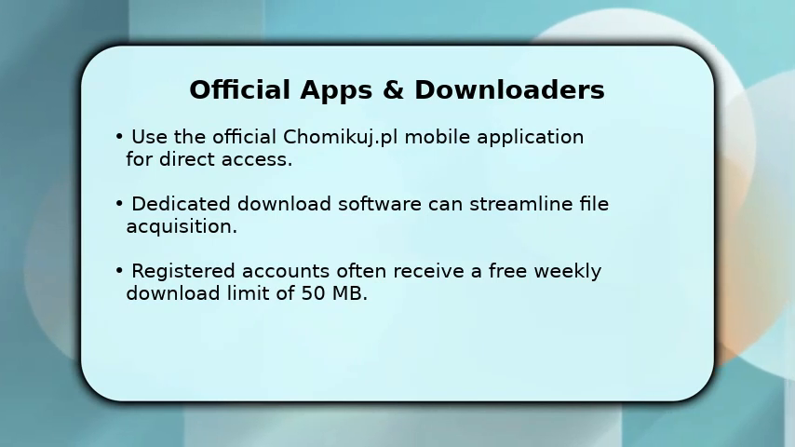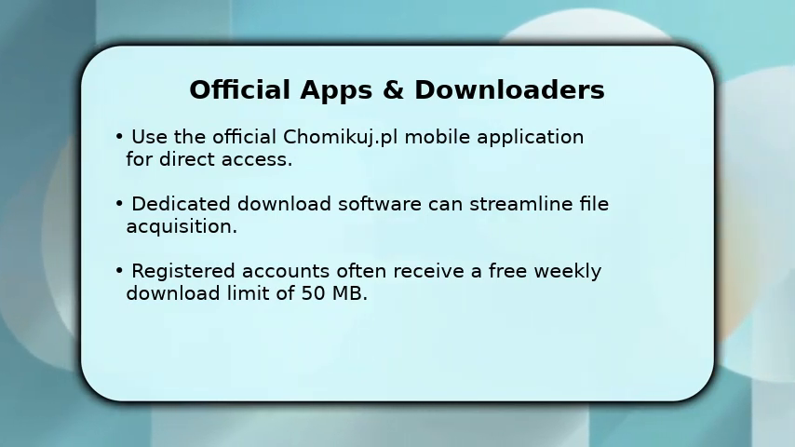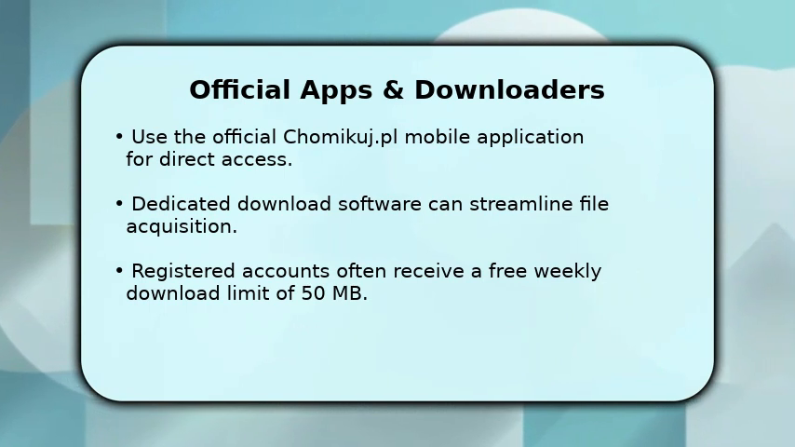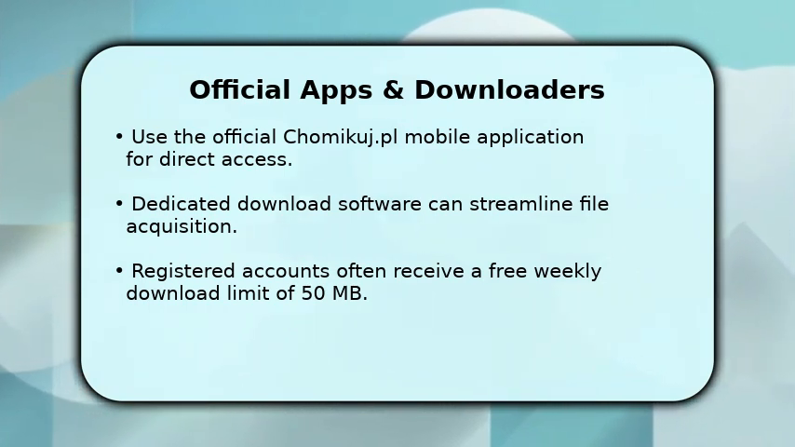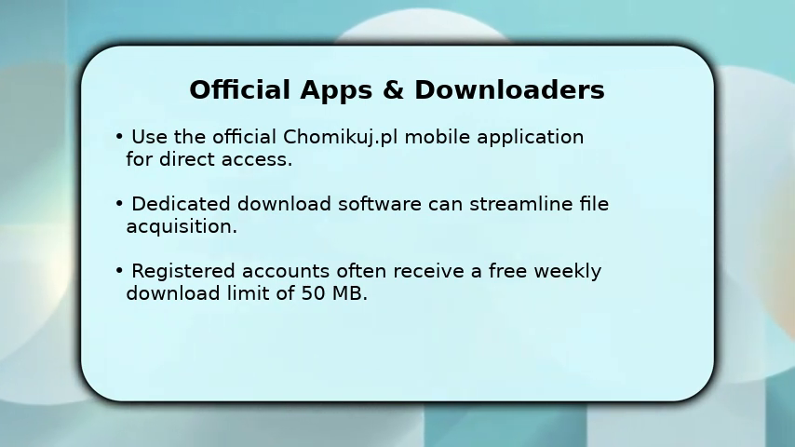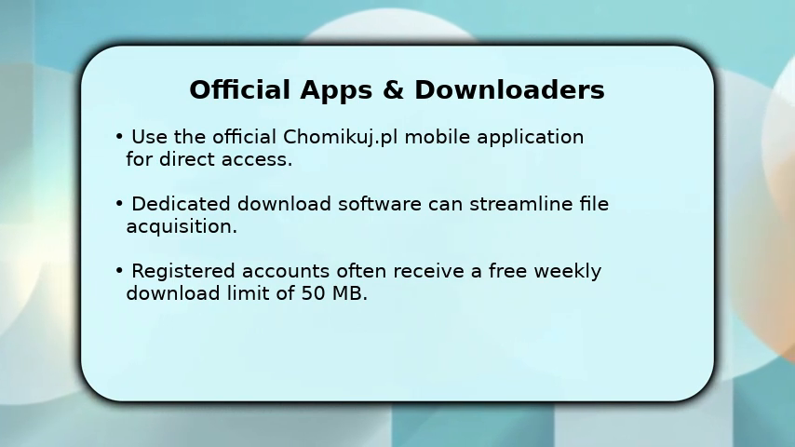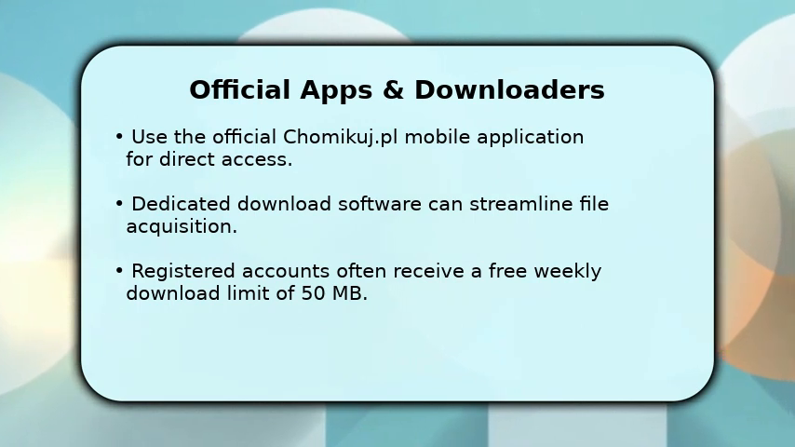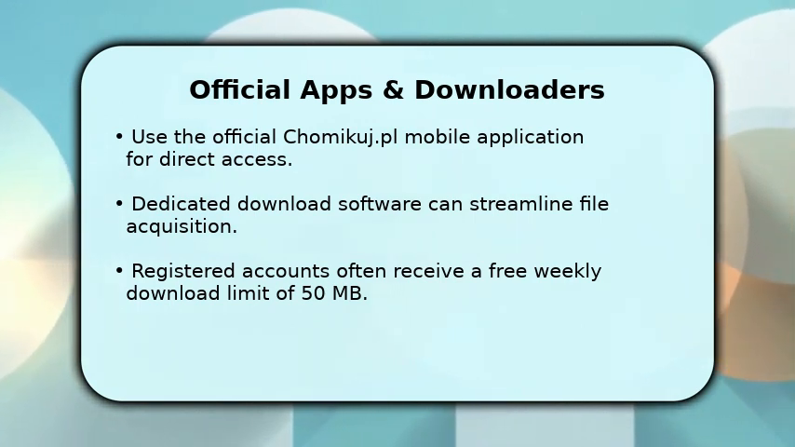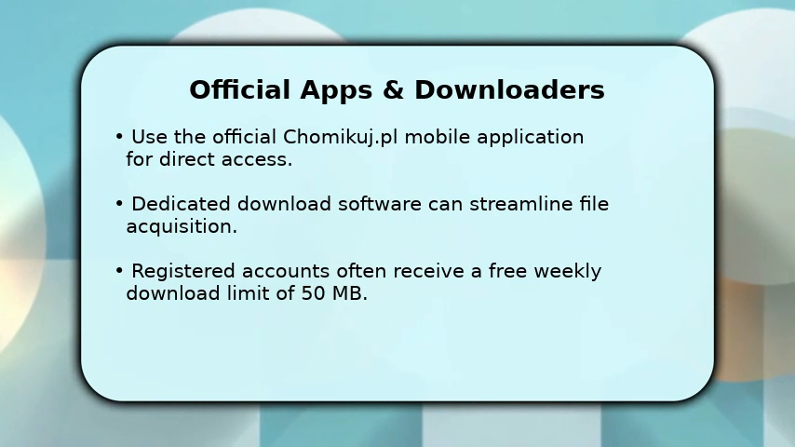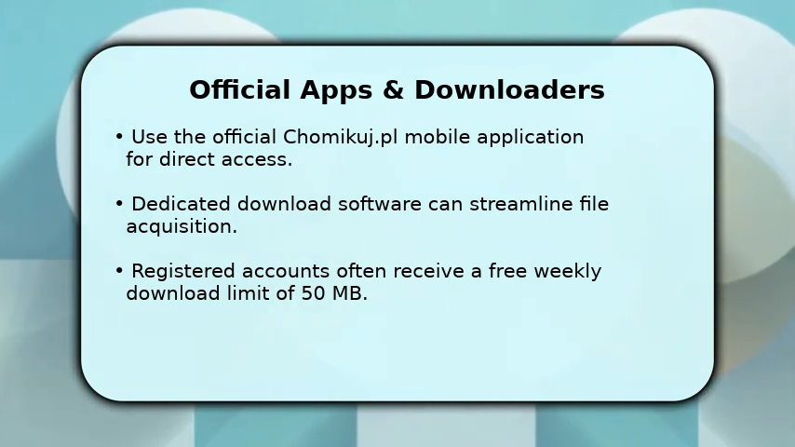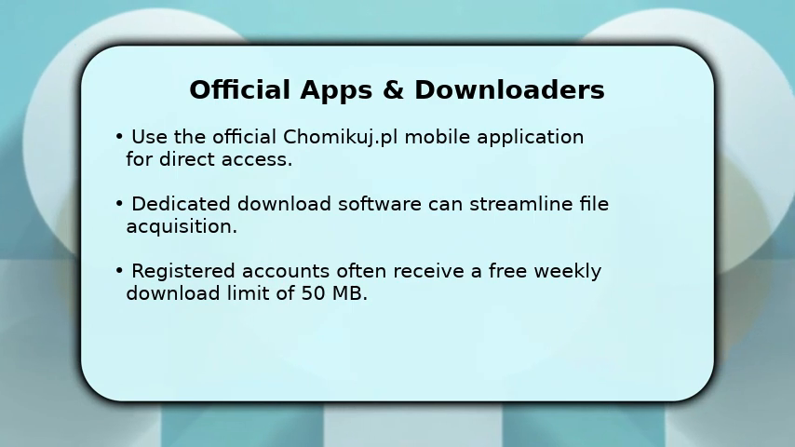One effective method is to use the official Chomik PL mobile application, which allows direct file access and syncing. Additionally, dedicated downloader software like GetFLV or AliveSoft can significantly streamline your file acquisition process. Remember that registered accounts typically receive a complimentary weekly download limit of 50 megabytes, which can be useful for smaller files. These tools offer a more integrated approach to managing your downloads.